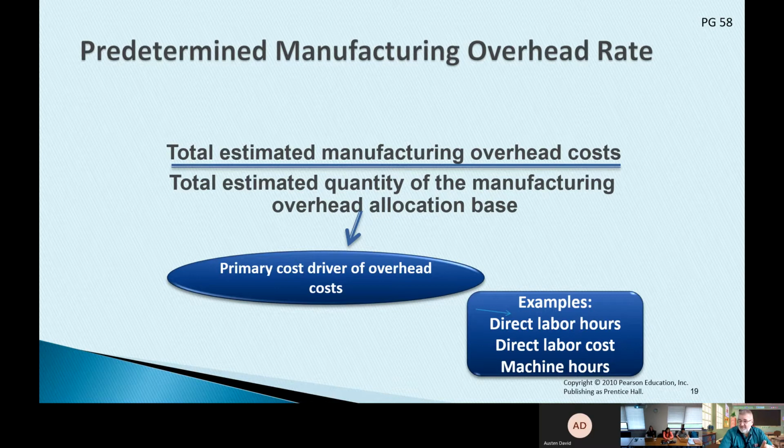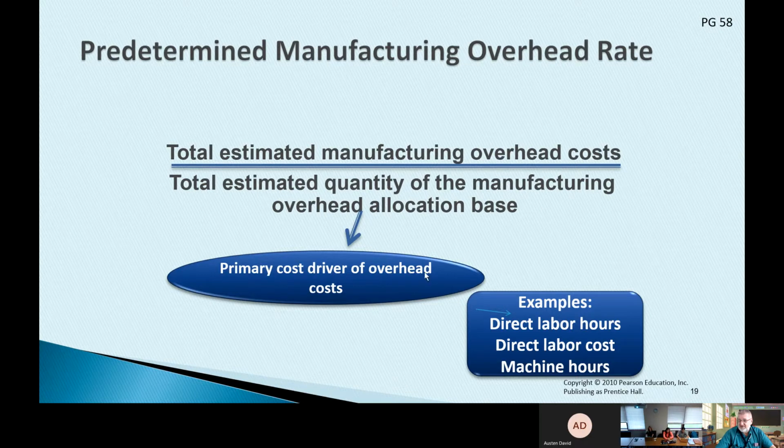Just like when we were figuring our cost of goods sold the other day, and we said our total expenses divided by how many times we do it. It's the same formula here. We're going to take our total estimated manufacturing cost, that's our overhead expense, and we're going to divide it by how many times we expect to do that, the manufacturing base. This will make a little more sense here in just a bit.